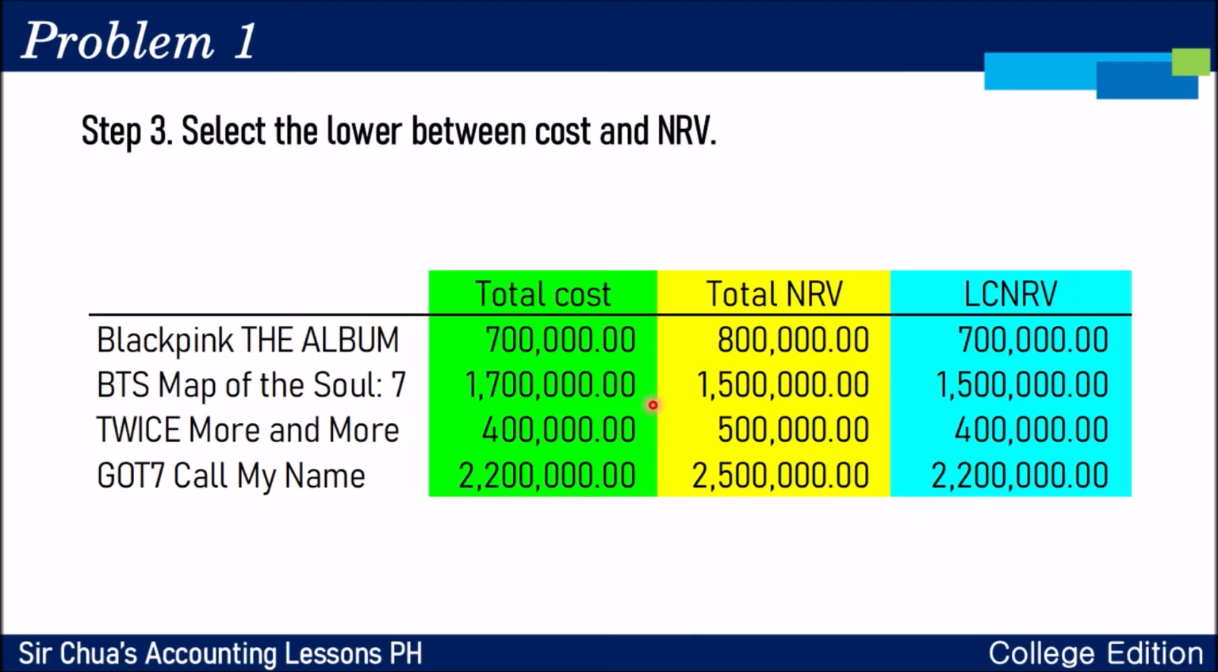Pansinin nyo mabuti. Tingnan nyo. Yung BTS Map of the Soul, ire-report sana natin sa balance sheet ng 1,700,000. Parang ganun yung dating niya, no? Pero kung titignan nyo mabuti, ang kanya lang po palang marirealize natin sa kanya is 1,500,000 kahit binenta natin siya ng mas mataas na price kaysa sa cost niya.